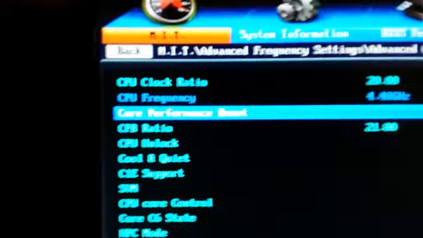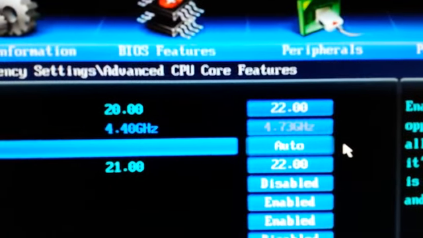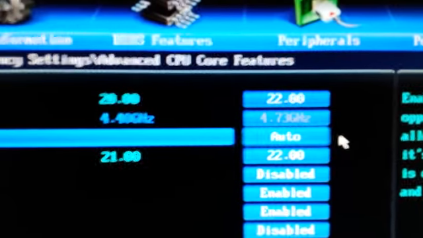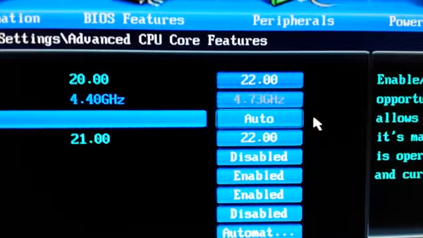Okay, here's a video of what my computer is doing with Core Performance Boost enabled, and it just randomly started doing this. It's never had a problem with this. This is what I normally have it set at. You see that I have my OC settings, and I went ahead and set the Core Performance Boost multiplier to the same multiplier as my OC.